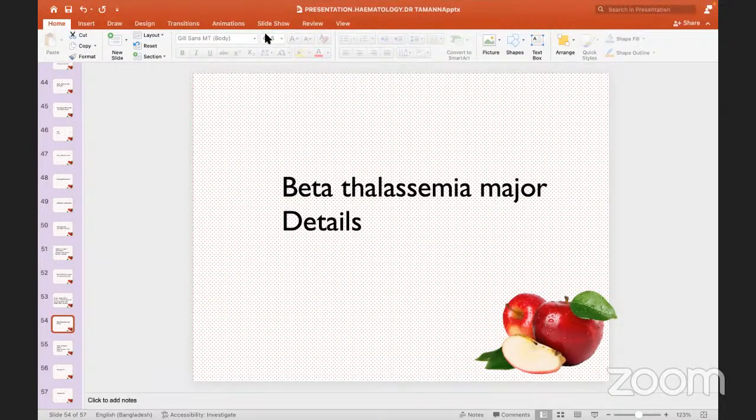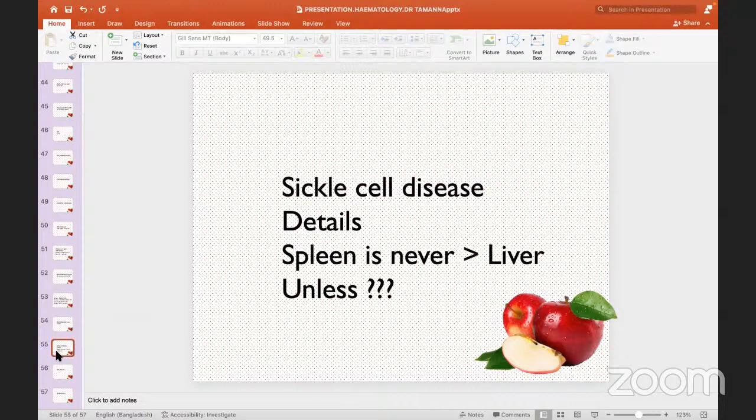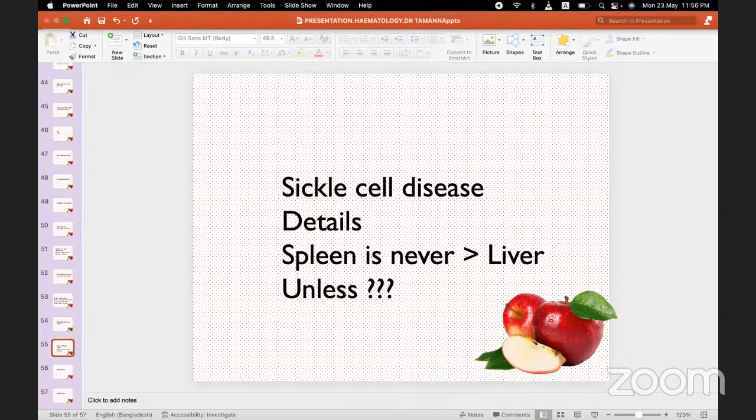Okay. So, beta thalassemia major details you have to read. Hereditary spherocytosis, sickle cell, G6PD, these details. Now, come back to sickle cell disease. Sickle cell disease is very important. Now tell me, sickle cell is qualitative defect or quantitative defect? It is a hemoglobinopathy. Quality or quantity?